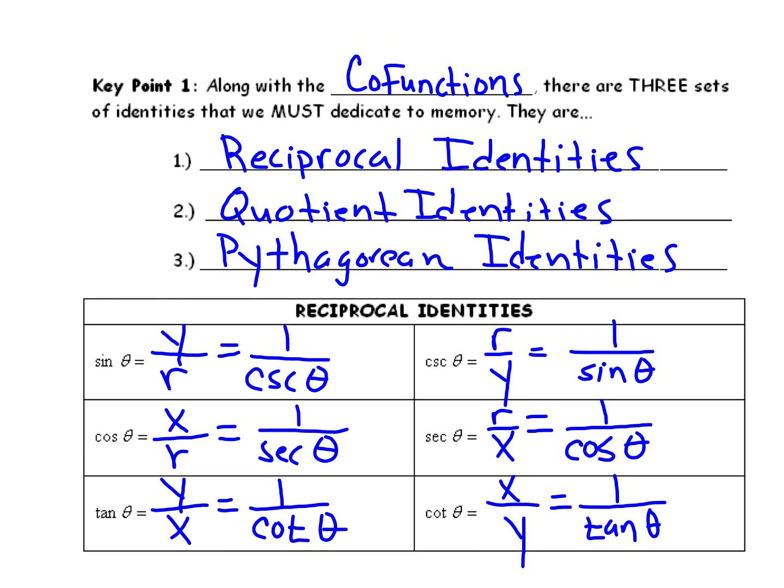So here in key point 1, you have some blanks to fill in. Along with your co-function identity, there's basically 3 sets of identities that you have to dedicate to memory. So these will be the things that are on upcoming quizzes and tests. You have your reciprocal identities, which we kind of took care of. You have your quotient identities. And then you have your Pythagorean identities. So there's 3 types of identities on your quiz tomorrow: your reciprocal identities, your quotient identities, and your Pythagorean identities.